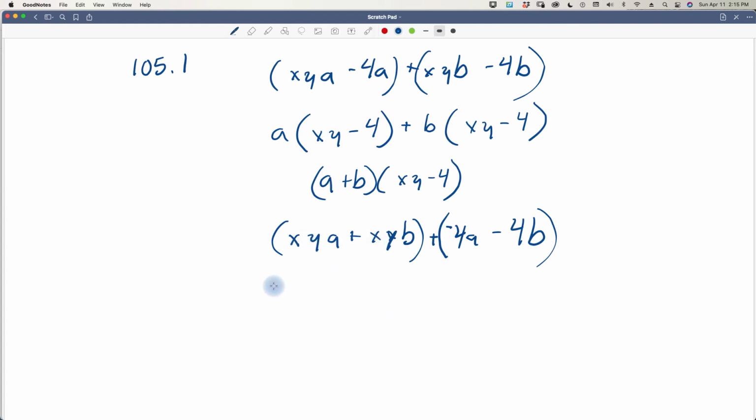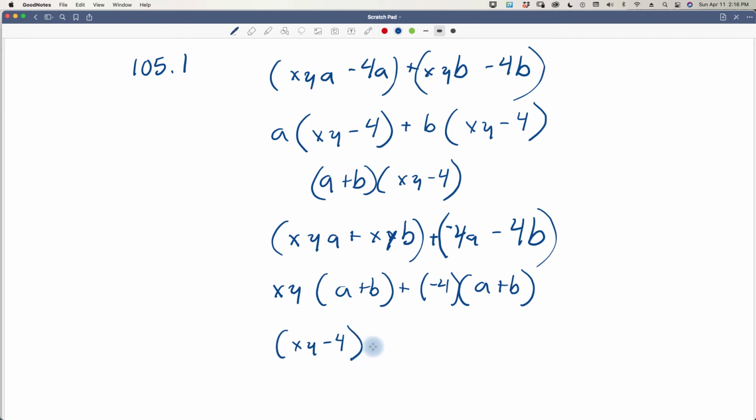So we can pull xy out of here. So xy times a plus b plus, we can pull a negative 4 out of both of these. So negative 4 times a plus b, because we pulled the negative out, right? Well, look at what we have. We have xy minus 4 times a plus b. Isn't that what we have up here? A plus b, xy minus 4. It is, so it doesn't matter which way we group them. What we want to do is look for terms or variables in common and group them together, pull them out, and then if you want to check it, try regrouping them a different way and see if you get the same result. And if you do, then you know you're right.